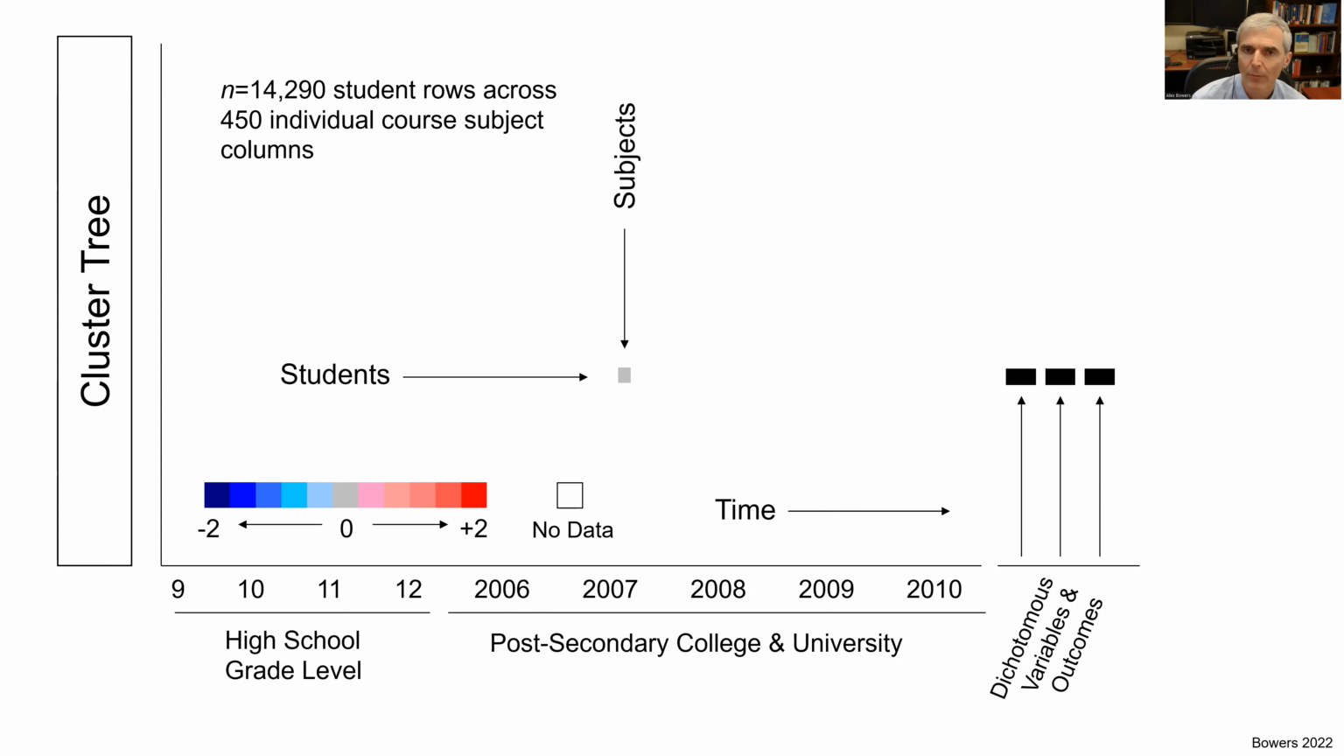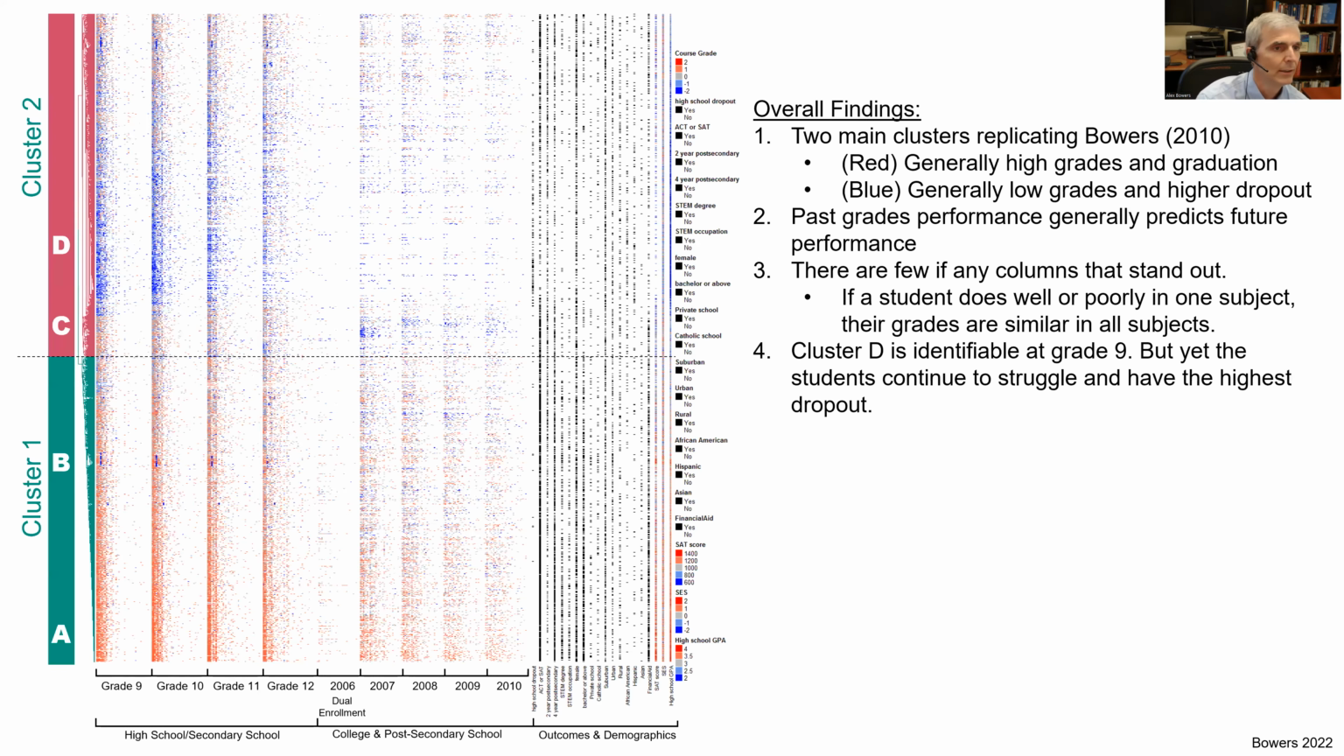And then the covariates, the dichotomous outcomes and distal outcomes, which we looked at many, were outside of the cluster analysis. Those will be on the far right. So this is the cluster analysis heat map, and you've got the cluster tree on the far left, as well as the annotations on the far right. And again, red is high grades, blue is low grades.